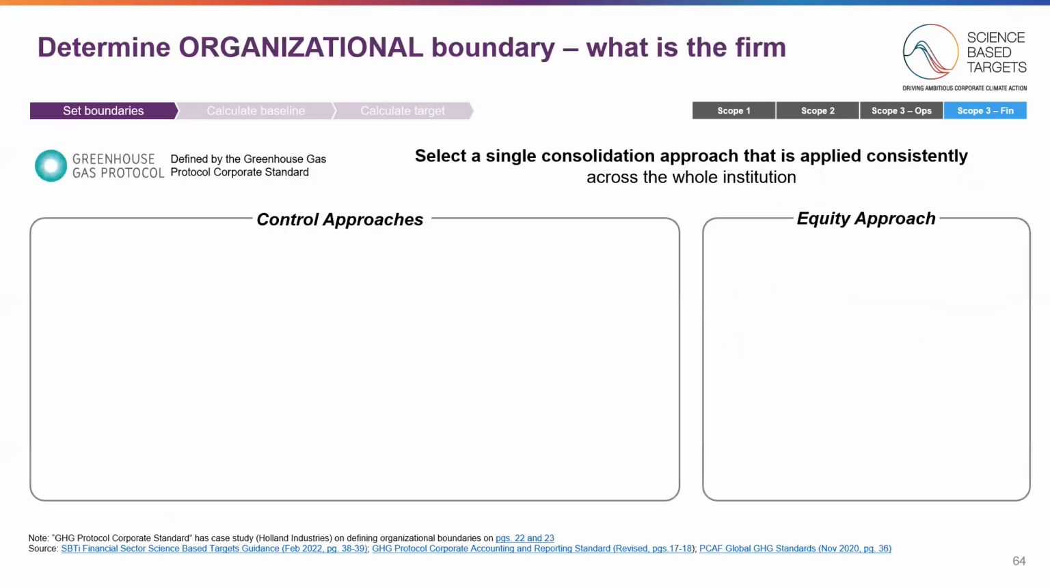To determine what falls into Scope 1, Scope 2, and Scope 3 emissions, you must select a single consolidation approach that is applied consistently across the institution. This will simplify reporting and target setting. There are 2 broad categories of consolidation approaches: the control approach and the equity approach.